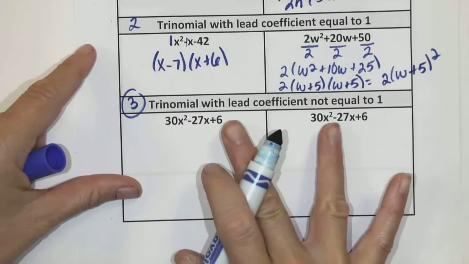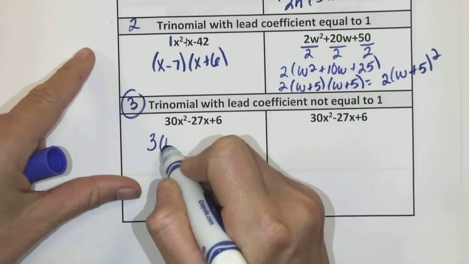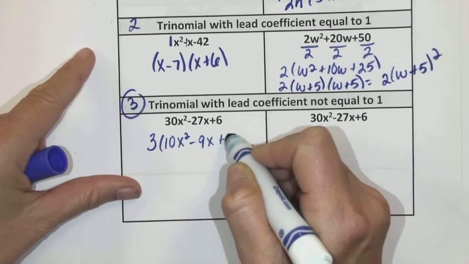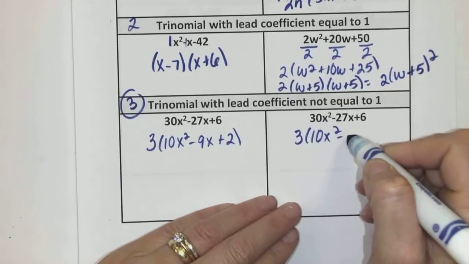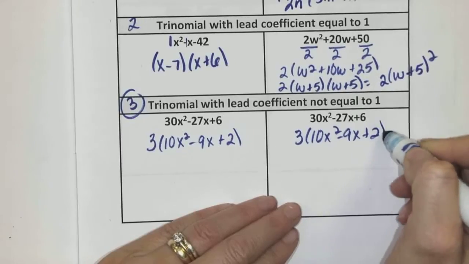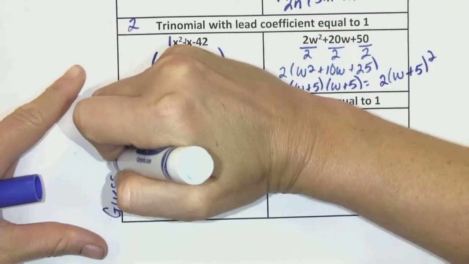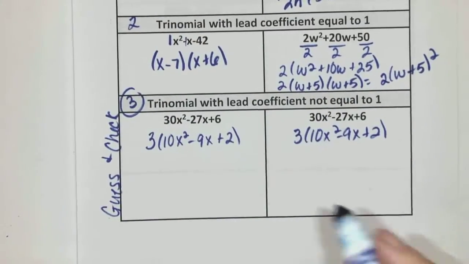I actually wrote the problem twice. You can take out a 3. If I divide a 3 into each one, I get 10x squared minus 9x plus 2. I'll write that on both sides. I personally prefer guess and check method, which is how I'm going to do this side over here.